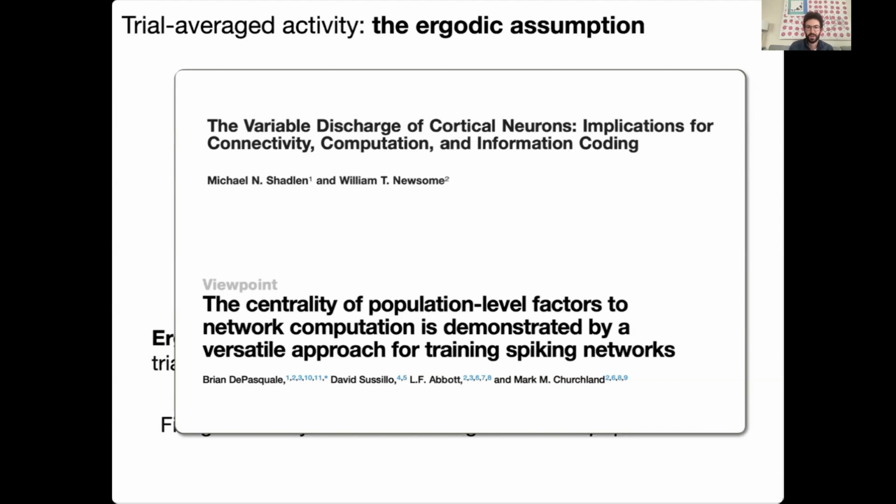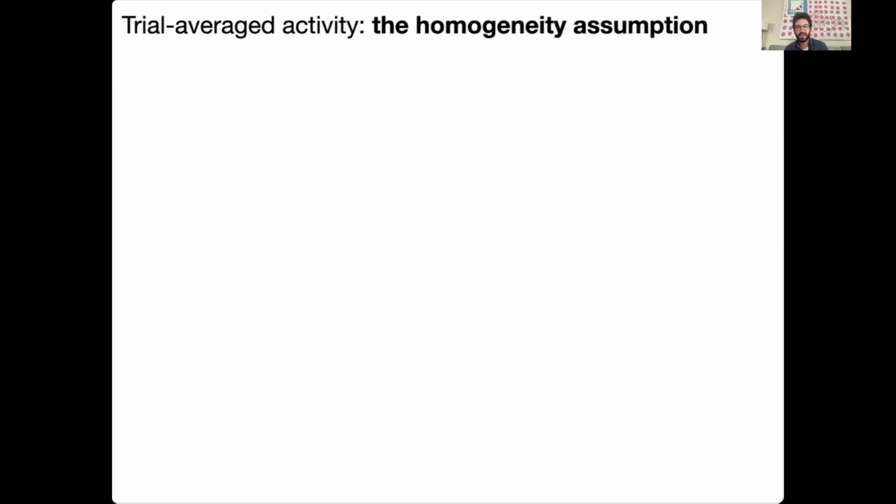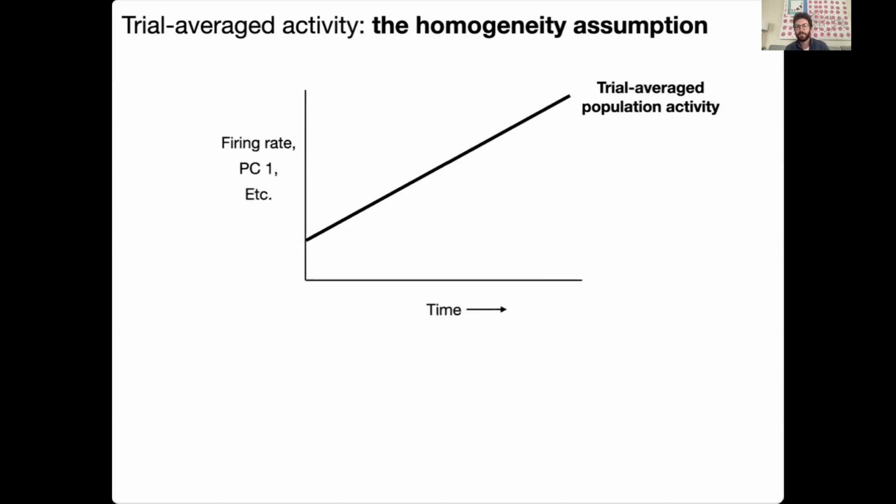Okay, there's one more assumption I want to talk about, and this is what I'm going to call the homogeneity assumption. Here, let's imagine you have a population of activity. Let's say you have some way of combining that activity into a 1D variable over time, and you average that over trials. Maybe it's the firing rate, maybe it's PC1, some other kind of dimensionality reduction technique. And you see that, okay, population activity ramps up for the trial average activity.